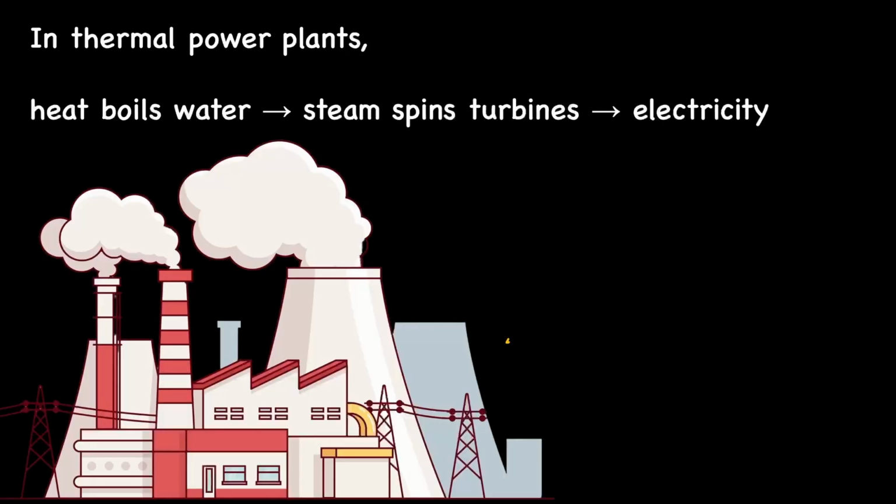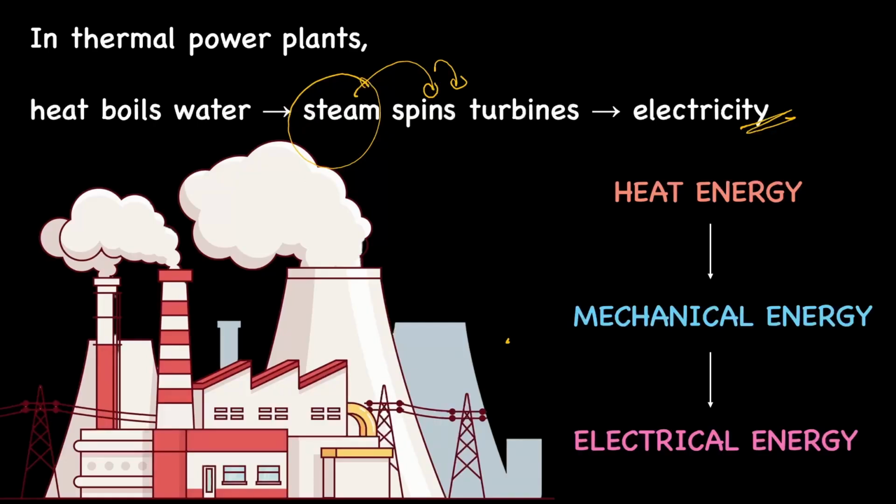Now, heat isn't always the end product. Heat can transform too. In thermal power plants, heat boils water, which results in the formation of steam. And this steam spins the turbines, as a result of which electricity is produced. So, if you look at it, heat energy is converted into mechanical energy, which is then converted into electrical energy. So, different forms of energy keep converting into heat energy, and heat energy can convert right back into other forms. And with this, I hope that the different conversions of energy into heat are now clear to you.